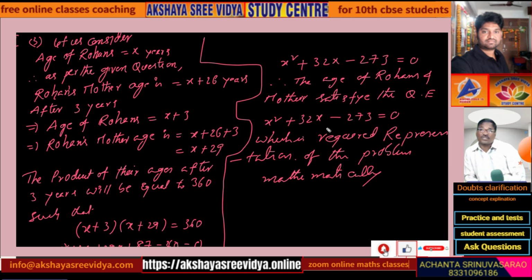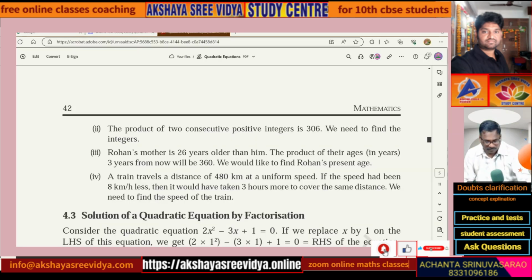The ages of Rohan and Rohan's mother satisfy the quadratic equation x square plus 32x minus 273 is equal to 0. That is the required mathematical representation of the problem. So, the next one.